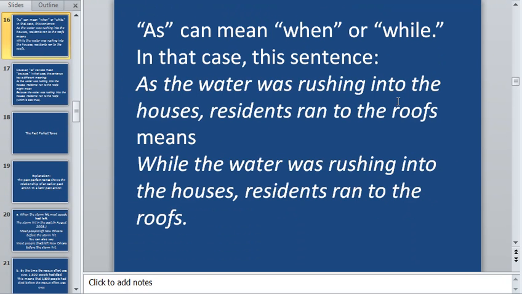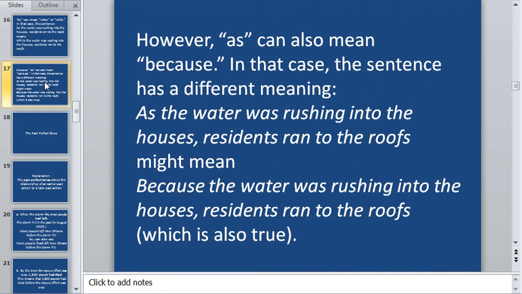Okay, as can mean when or while, and in that case, this sentence, as the water was rushing into the houses, residents ran to the roofs, means while the water was rushing into the houses, residents ran to the roofs. But the same thing can mean because, as can mean because, and in that case, this sentence means something different. It means because the water was rushing into the houses, residents ran to the roofs, which of course is also true.